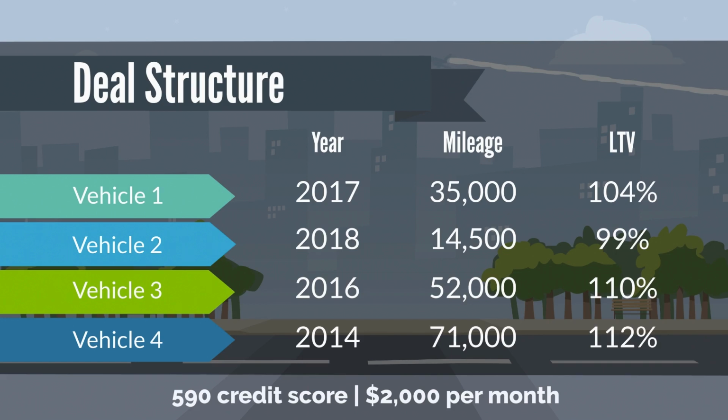They earn $2,000 per month in income and have $500 per month in revolving debt. That doesn't leave much room left over for housing, groceries, bills, and then also a vehicle. In order to qualify for a loan, the customer would need to select a very budget-friendly car. The year, mileage, and LTV are not the issues. So, how do we find the right vehicle and structure for this customer?